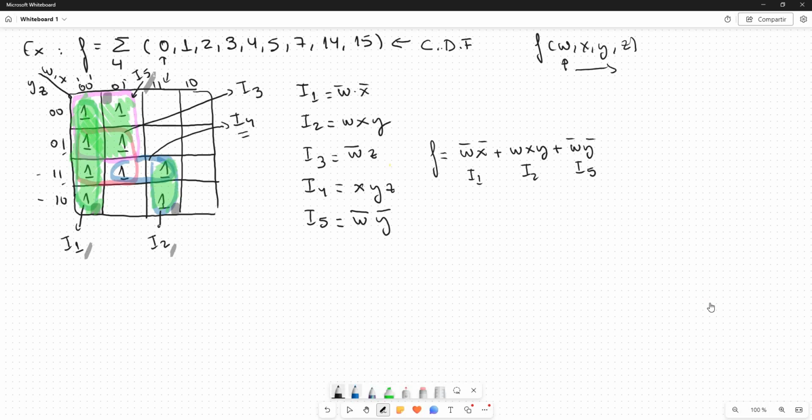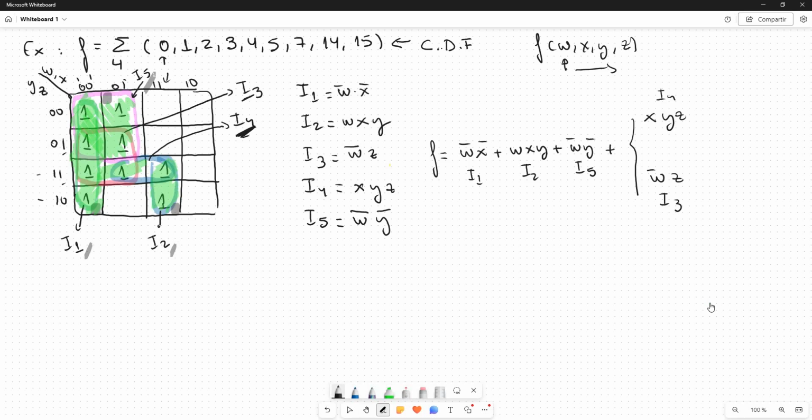So now we have to see how to cover this one. This one can be covered by two implicants, implicant 4 and implicant 3. Okay? So one alternative can be using implicant 4, that is x, y, and z, and the other option can be using implicant 3. Implicant 3 is negative w and z. And now we have covered all the ones of the function.